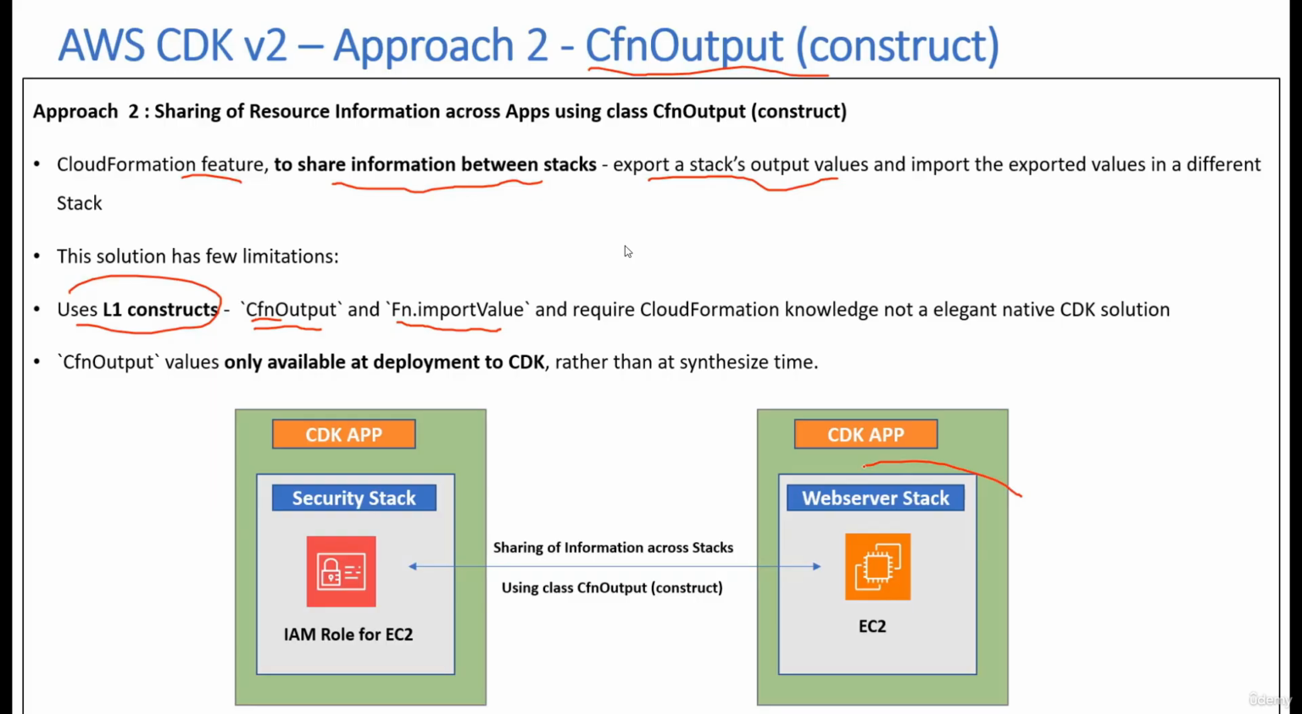So we'll continue with our web server stack that we had used in approach 1. Now what we'll do is create a security stack, and as part of this security stack, in a different app, we're going to create an IAM role for an EC2 instance, and then export that IAM role value, which will be imported by the web server EC2 instance that we have. So now let's go ahead and do that.